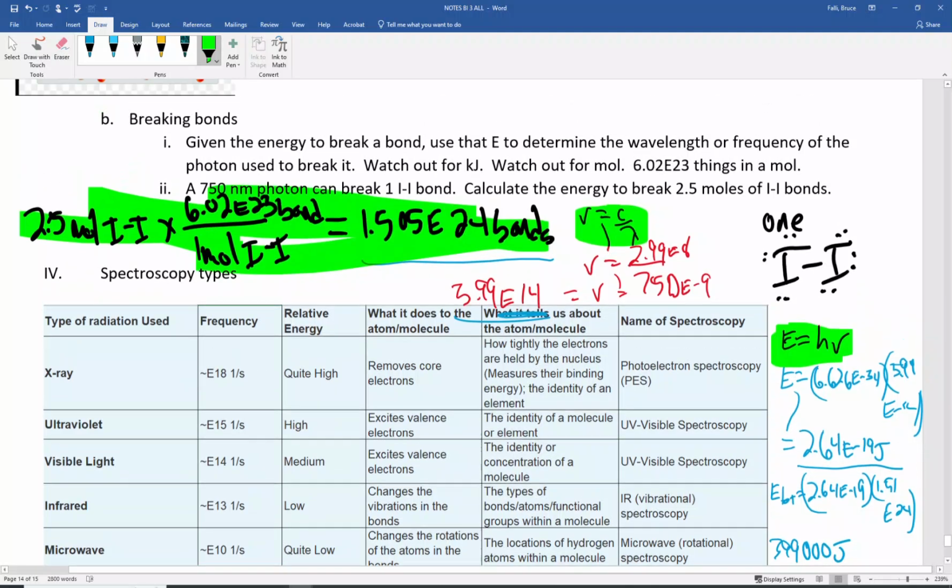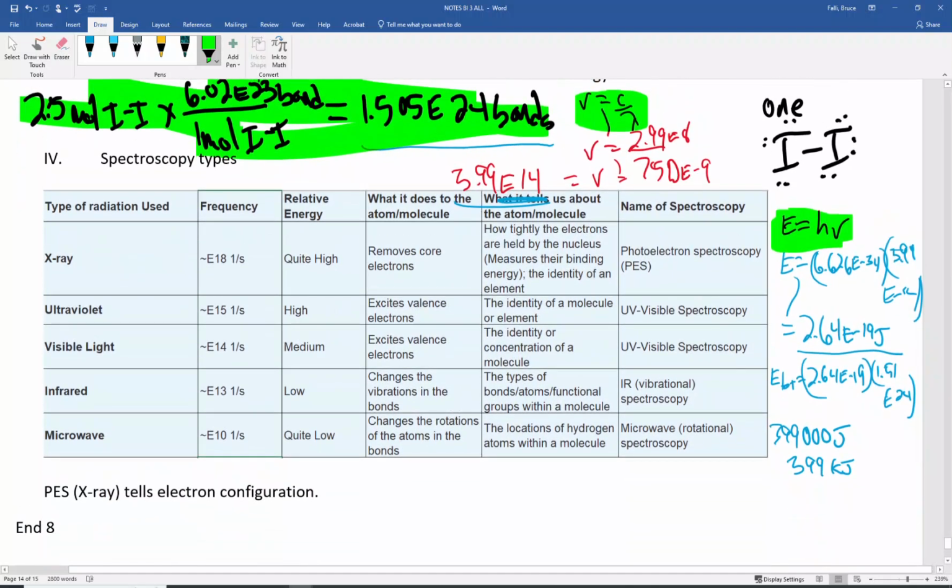All right? So spectroscopy types. This is mean. X-rays, the frequency. Notice how my frequency keeps getting smaller and smaller, E to the 18th, E to the 15th. So their wavelengths are getting longer. X-rays have high energy. They remove core electrons. And this is PES.